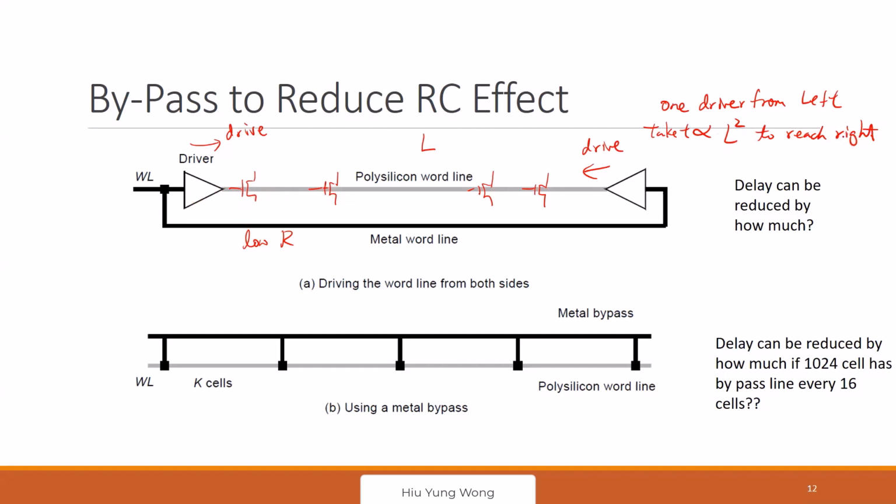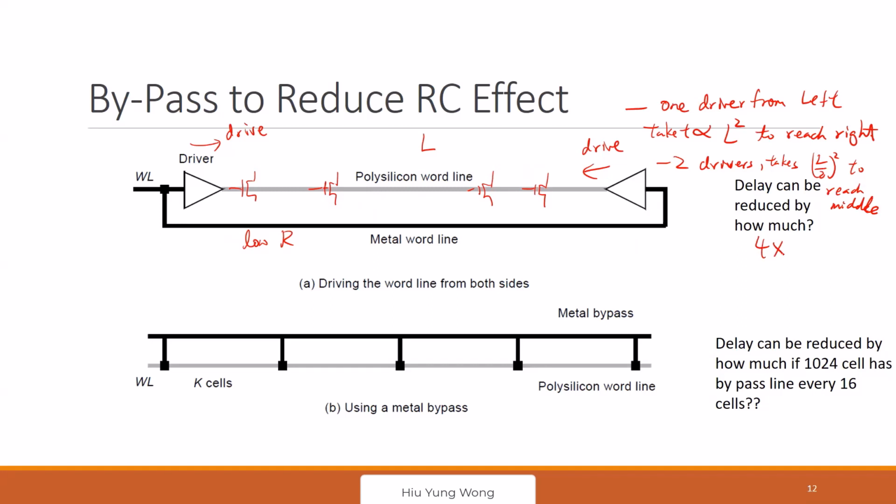If I have two drivers, then it only takes (L over 2) squared to reach the middle, because now the furthest distance from the driver is the middle. I assume this is so fast, like light speed, that they are driving from left and right at the same time. So you reduce the delay by 4 times if you add the driver from both ends. Not 2 times, 4 times. That is a big deal, right?